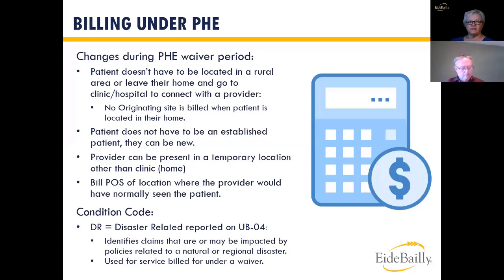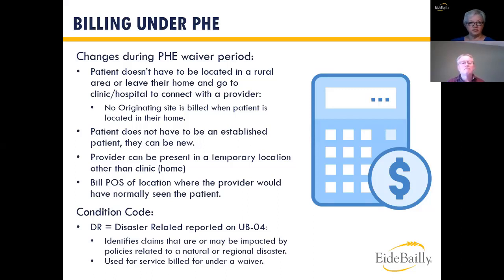Okay, so now we're going to move into billing during the public health emergency. So there have been changes. The patient doesn't have to be located in that rural area. They do not have to be an established patient. They can be a new patient. And the provider can be present in some place such as their home. So if they're self-isolating, that's what they can do. And you're going to bill your place of service as if it were where the provider would have normally seen those patients.